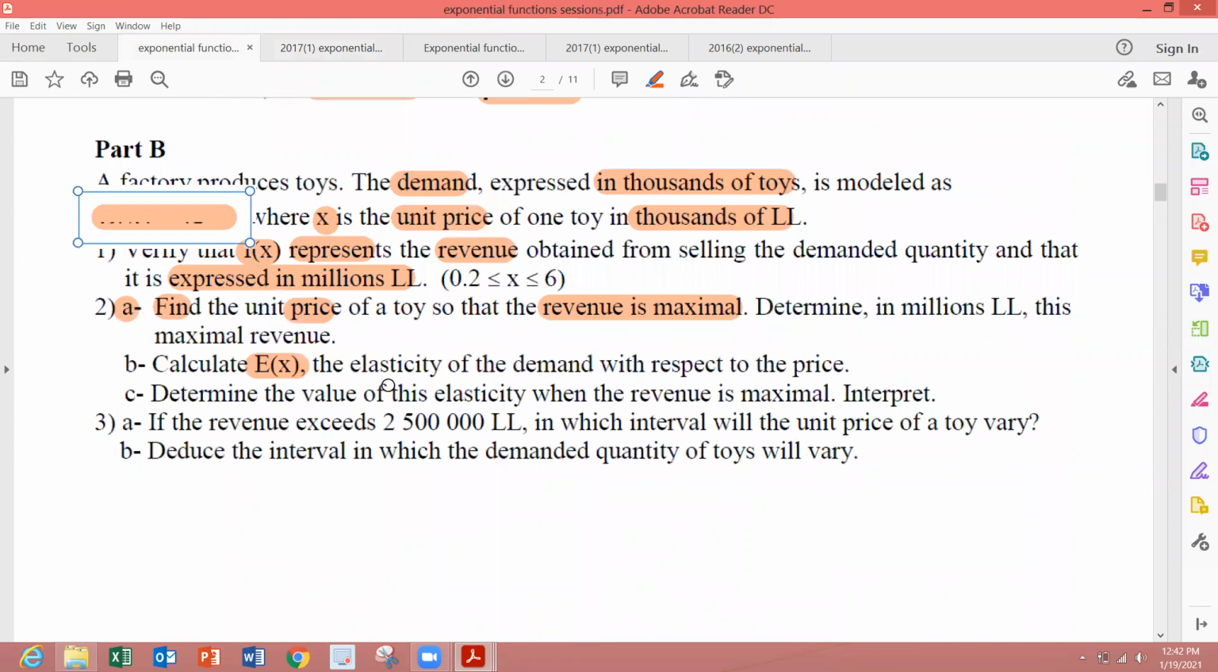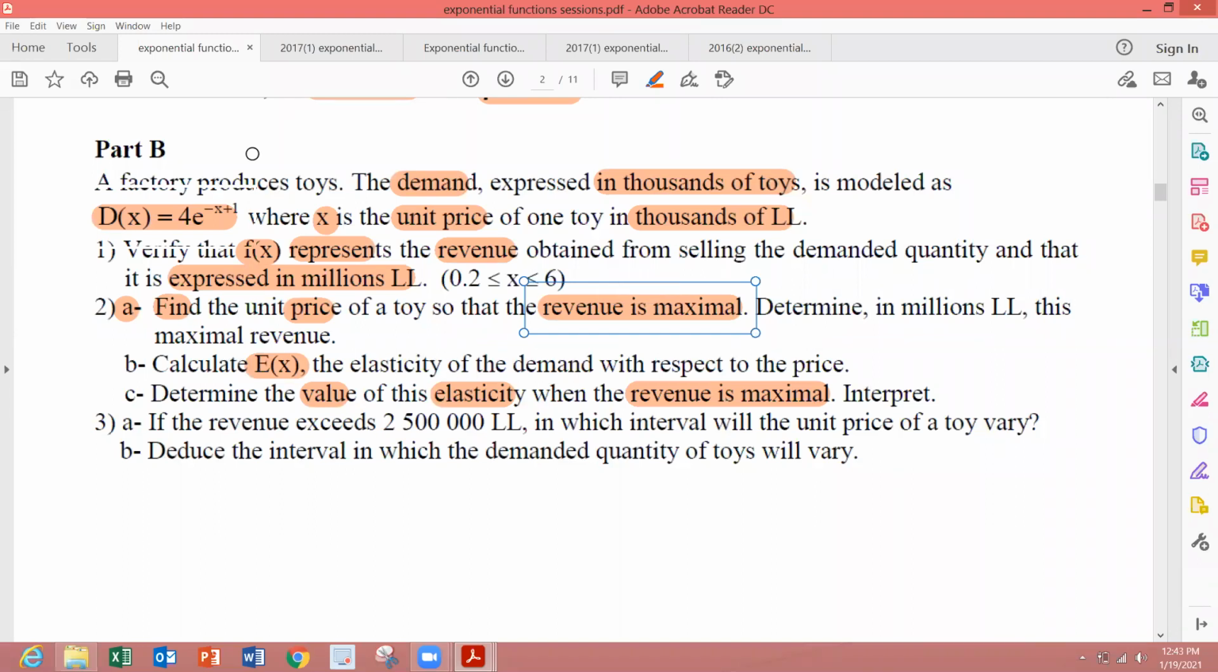Determine the value of the elasticity when the revenue is maximal. In which case is the revenue maximal? For x equal how much? We found from here, for what value of x is the revenue maximal? X equals 1.